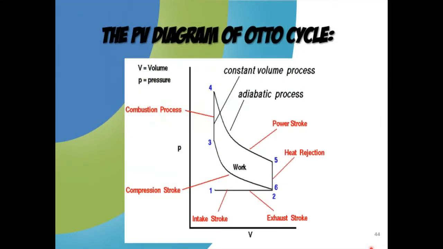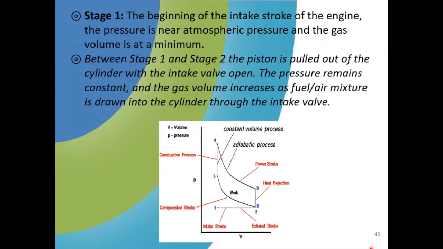So, ayan yung PV diagram, or yung pressure volume diagram ng Otto cycle. So, medyo mahaba-haba lang to. Meron tayong 6 stages. So, in stage 1, the beginning of the intake stroke of the engine, the pressure is near atmospheric pressure and the gas volume is at a minimum.